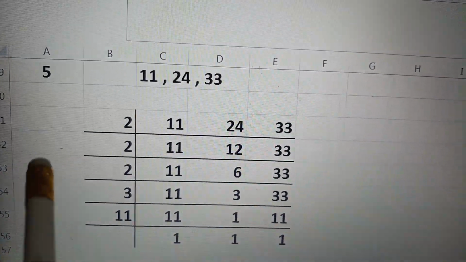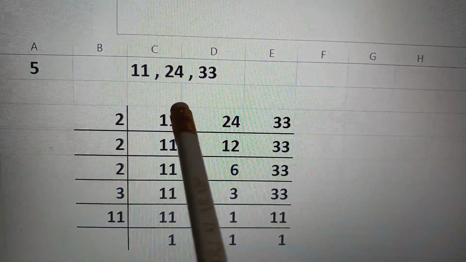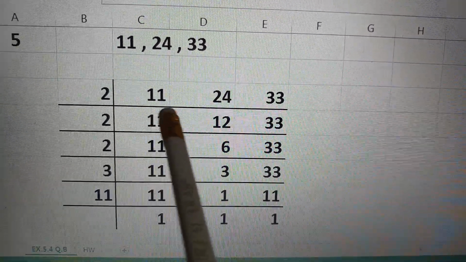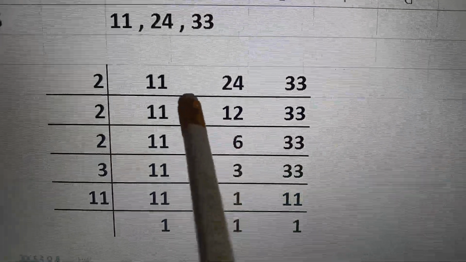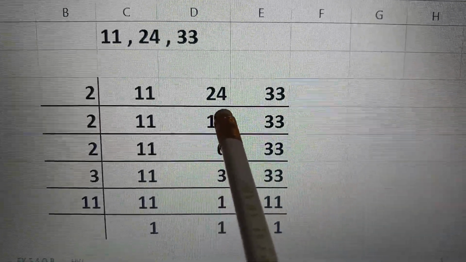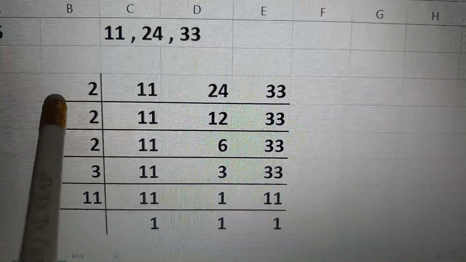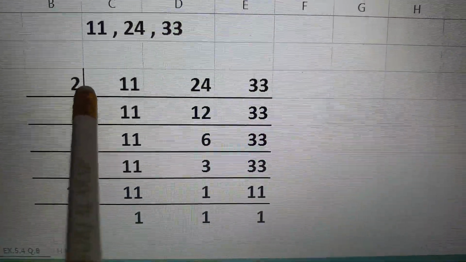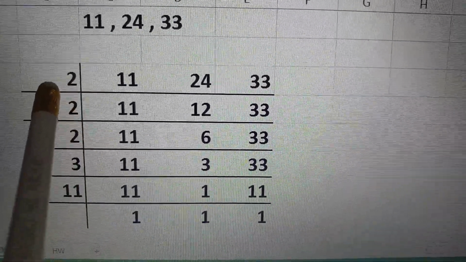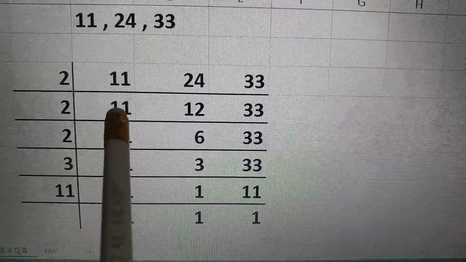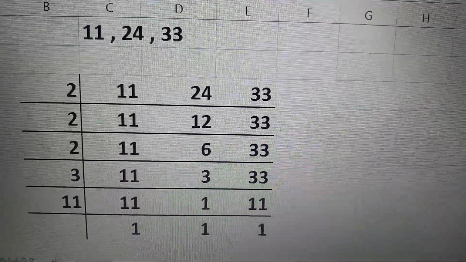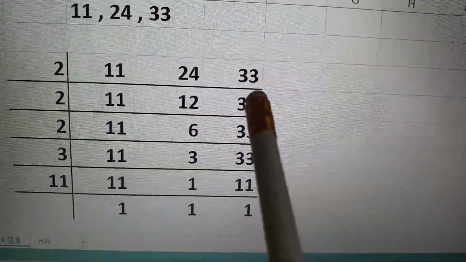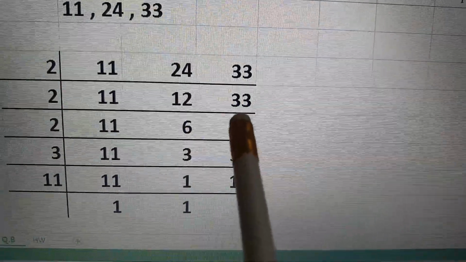Now take the fifth part. You have to find LCM of 11, 24 and 33. We'll write all the numbers together. Here we see 24 is an even number, can be divided by 2, so we'll divide 24 by 2. As 11 is an odd number, it cannot be divided by 2, we'll bring it down as it is. Then 24 divided by 2 is 12. And 33 is an odd number, cannot be divided by 2, we'll bring down 33 as it is.